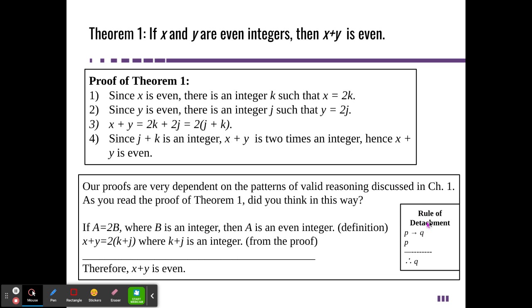I already pulled that out, and that's the rule of detachment. So if a equals 2b, then b is an integer, and a is an even integer, and so therefore we get this actual statement coming out. And that's that idea of if p, then q; p, therefore q. That's what we're doing here in this first set. We'll be looking at different ways we can prove theorems. Most of the time, I'll be guiding you. I'll tell you, do this proof by rule of detachment, do this proof by direct proof, do this proof by, and so it'll always be telling you what to do.